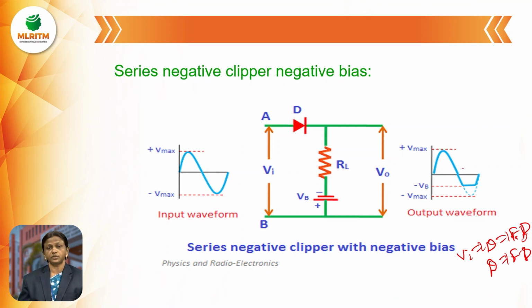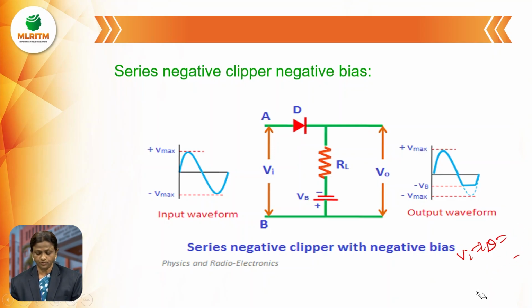Next, during the negative half cycle, what happens to the circuit? During the negative half cycle, terminal A becomes negative and terminal B becomes positive. When terminal A becomes negative, the negative terminal is connected to the anode of diode D. So due to VI, diode D is in reverse bias. Due to VB, the negative terminal is connected to the cathode of diode D through RL. So this is negative, this is also negative, so diode D is in forward bias.